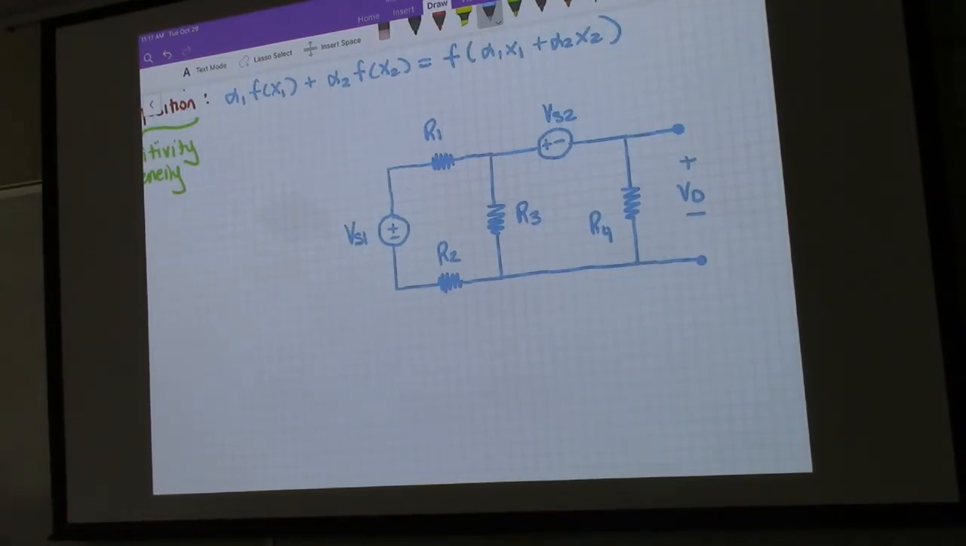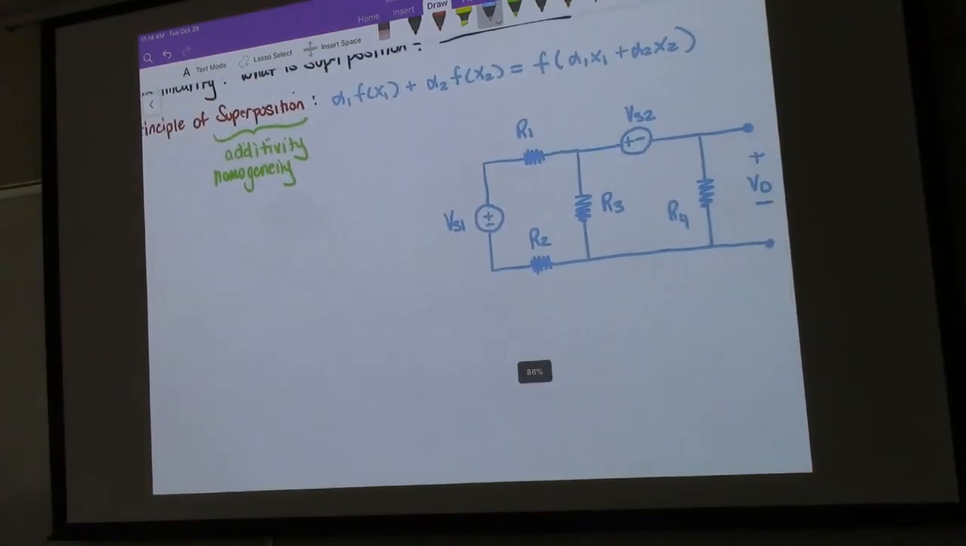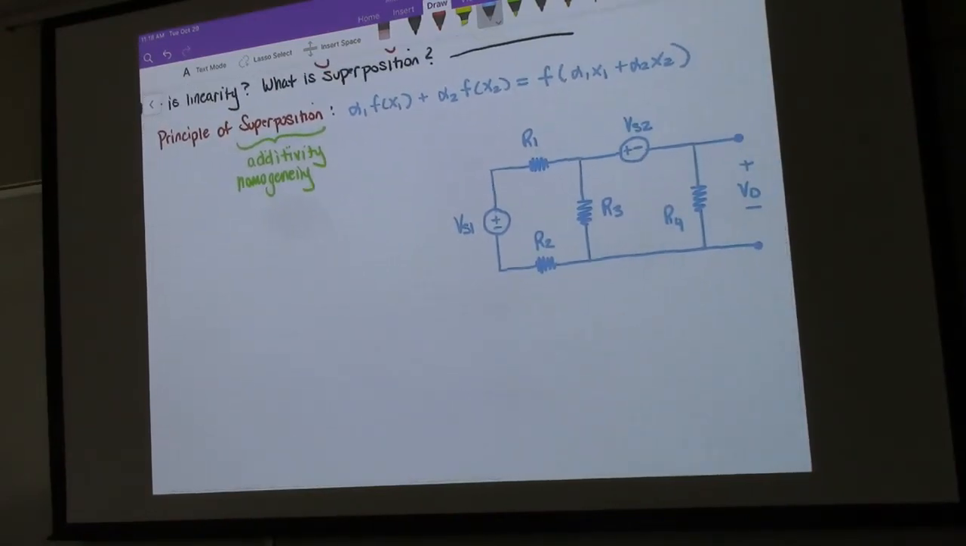One way that we could solve this circuit is just to go ahead and solve it, right? We've learned plenty of methods in order to do that. However, what if I split this circuit up into two pieces, okay? For one, I applied only VS1, and for the other, I applied only VS2. So what would that look like? It would look like this.